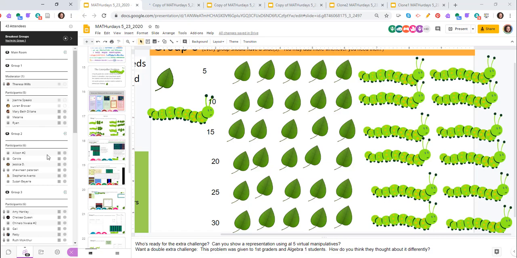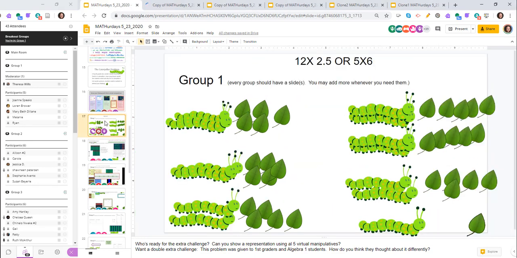Hi there, group. As you all are completing your slide, which looks amazing, by the way, talk to each other about what you teach and how you might solve this problem with your students.